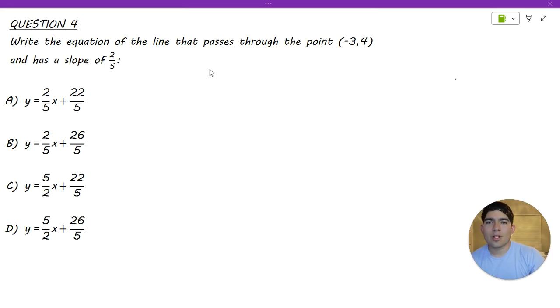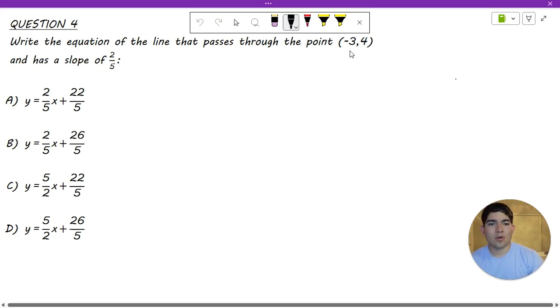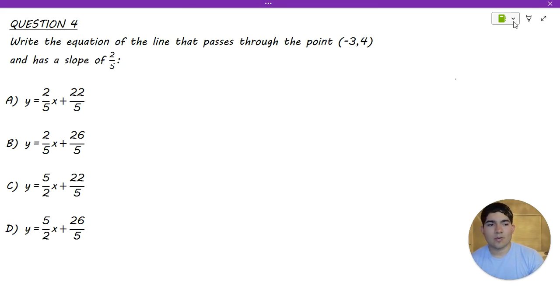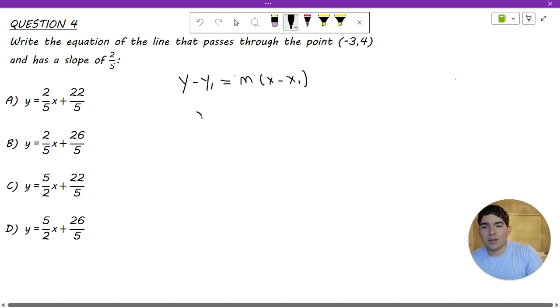Moving on to question 4. As you can see, this is the same type of question as the one we did previously. I included this one so we could get some extra practice with the point slope form. So with this one, we have a point passing through -3, 4, and we have a slope of 2 over 5. Okay, so let's go ahead and plug in our point and our slope for the formula. So our y1 in this case is 4, our slope is 2 over 5, and we're going to do x minus -3.